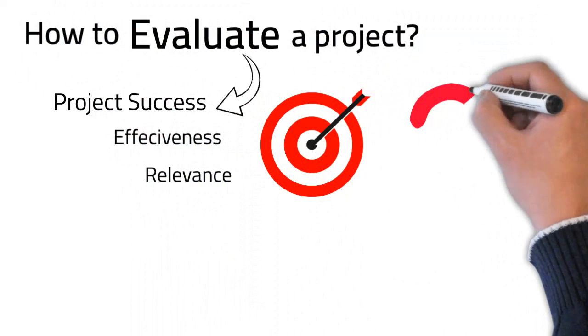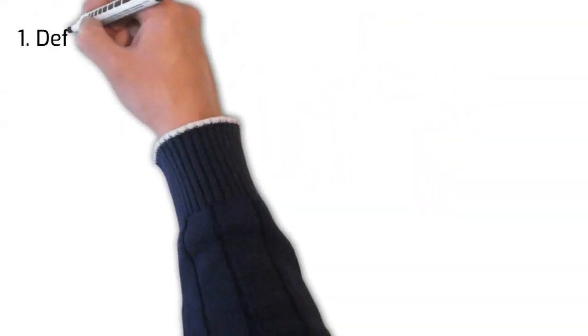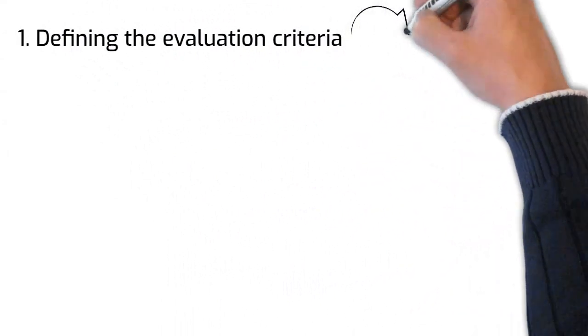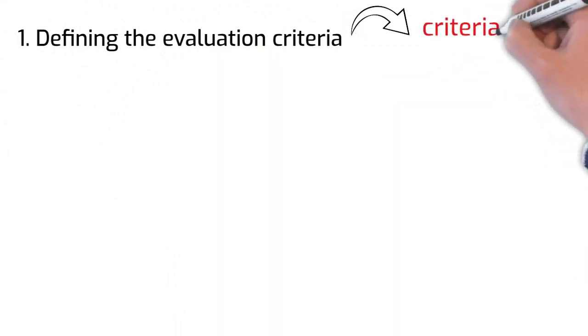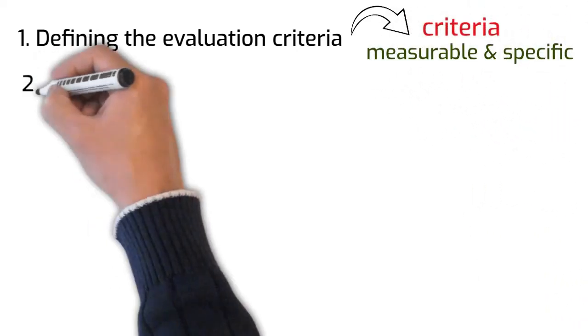Here are some basic steps in evaluating a project effectively. Number 1. Defining the evaluation criteria. The first thing that we need to do is to define the criteria against which we want to evaluate the project. It is important that these criteria are measurable, specific, and aligned with the project goals.